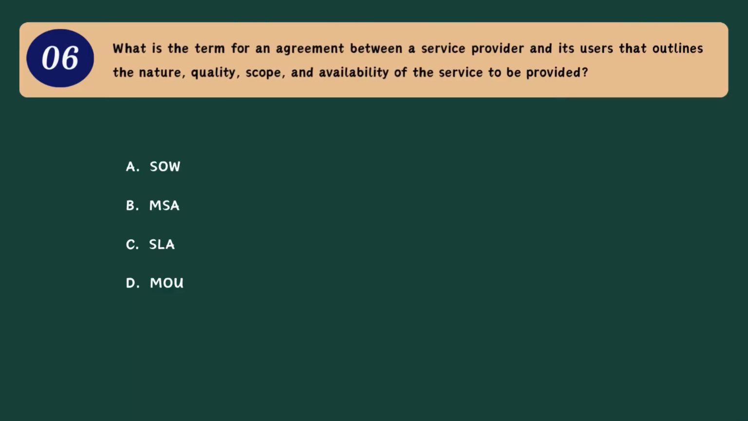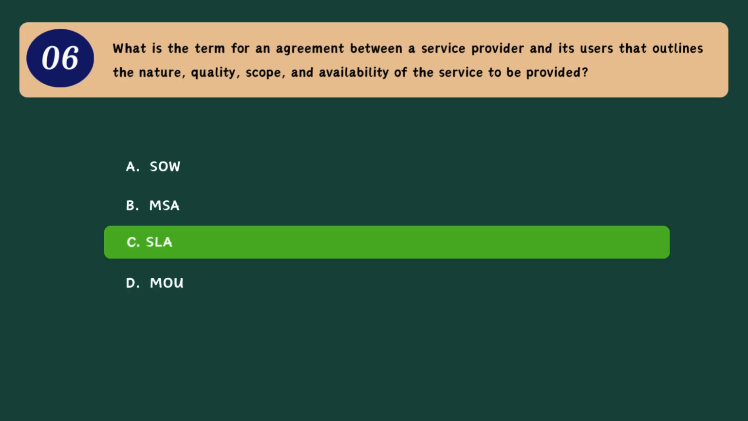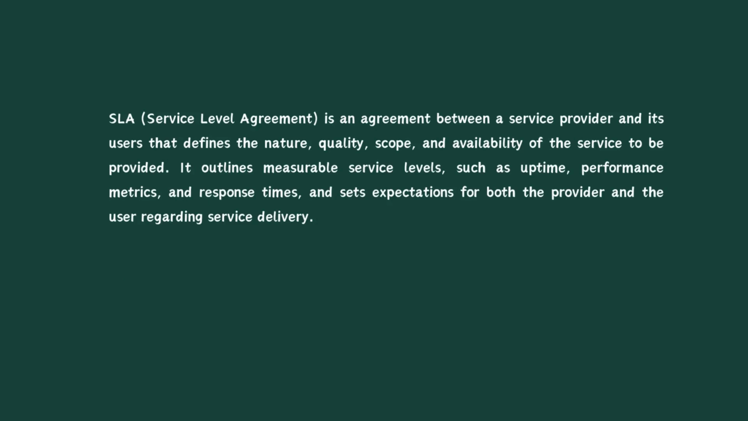Question 6. What is the term for an agreement between a service provider and its users that outlines the nature, quality, scope, and availability of the service to be provided? A. SOW. B. MSA. C. SLA. D. MOU. Correct answer. C. SLA.